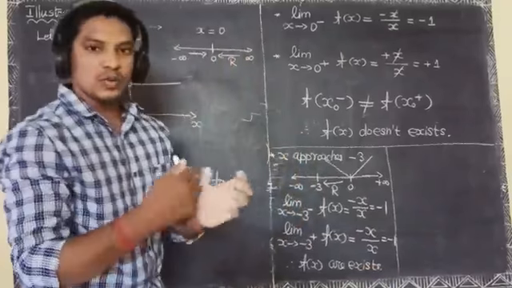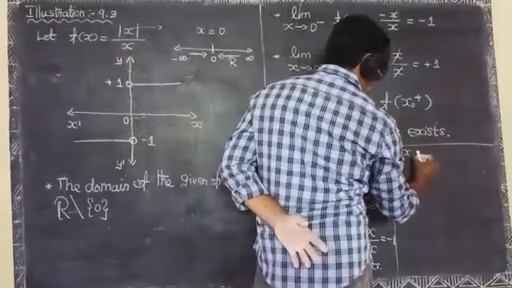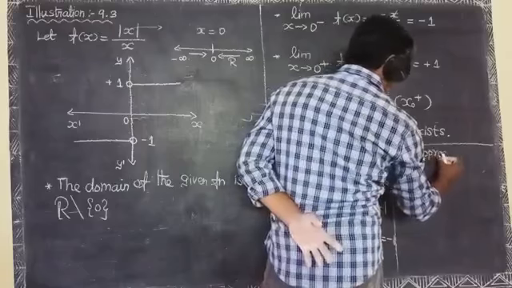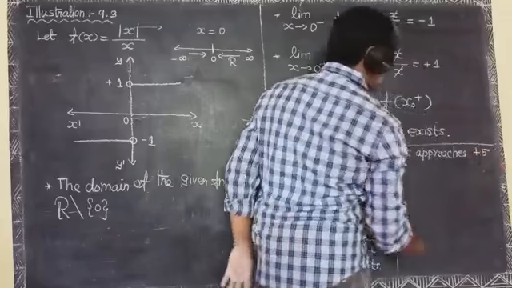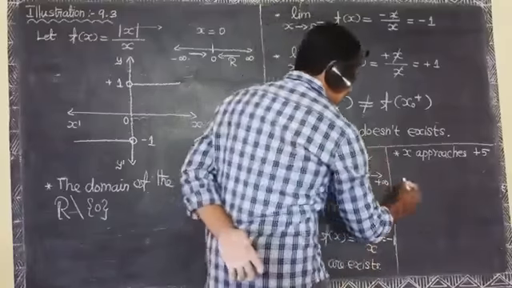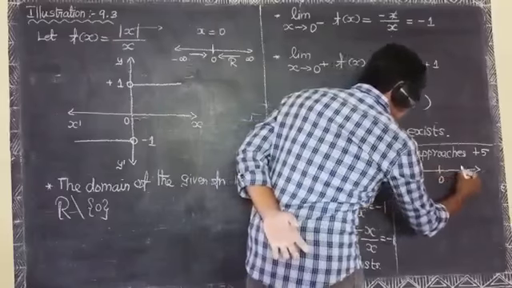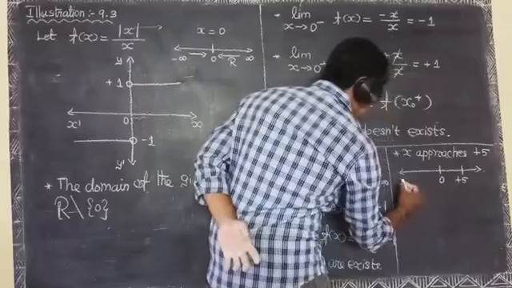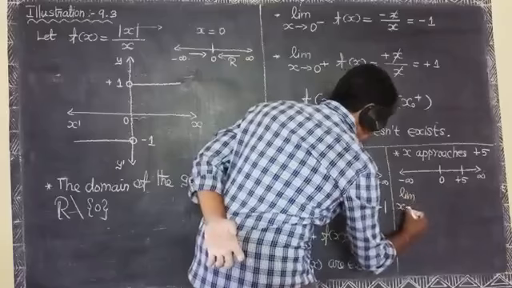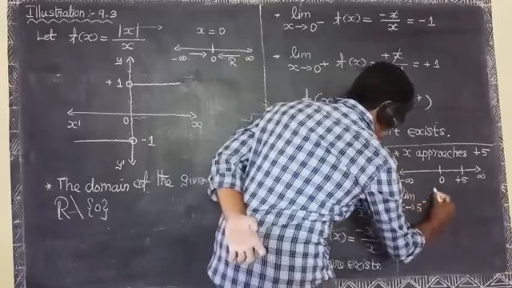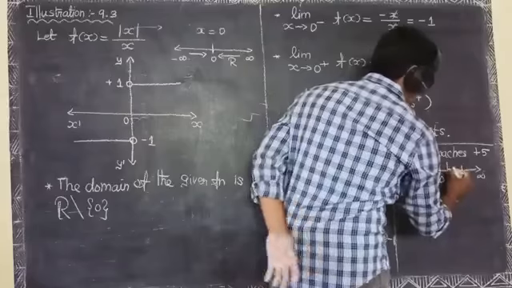In another case, we conclude for another value, that is, x approaches plus 5. Here is 0, and 5, with minus infinity and plus infinity at the ends. Limit as x tends to 5 from the minus side means x approaches 5 from the left side.